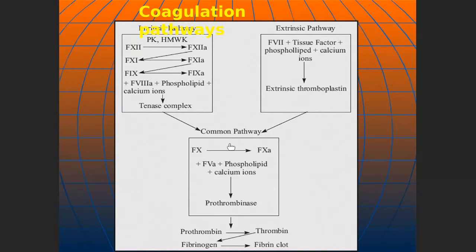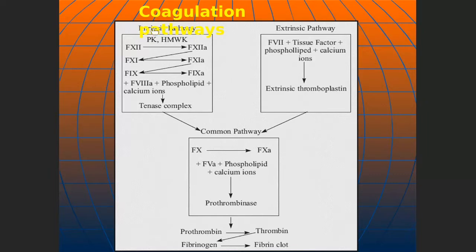What are the factors of the common pathway? They are factor 10, factor 5, factor 2, which is prothrombin, and fibrinogen, which is factor 1. These factors are sequentially activated. Each one becomes activated in turn to activate the next one. And at the end, thrombin will convert fibrinogen into fibrin.